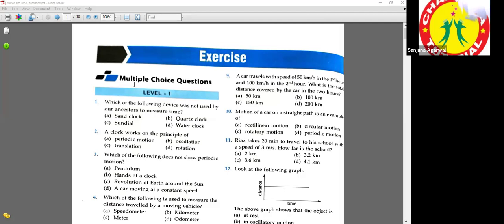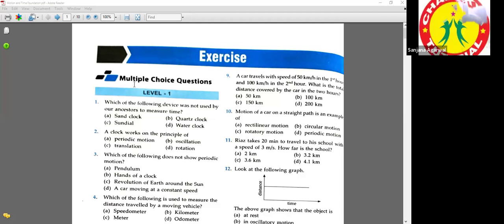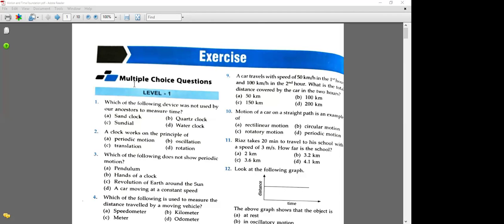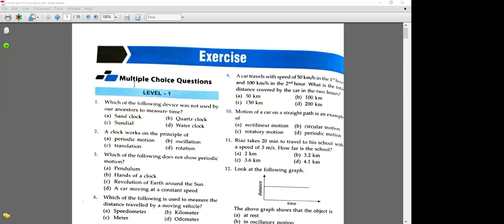Rishit, is she correct? A clock works on the principle of periodic motion. Yes, ma'am, option A. Rohini, why are you getting nervous? Be confident in your answer. Rishit: Ma'am, I think it's correct.